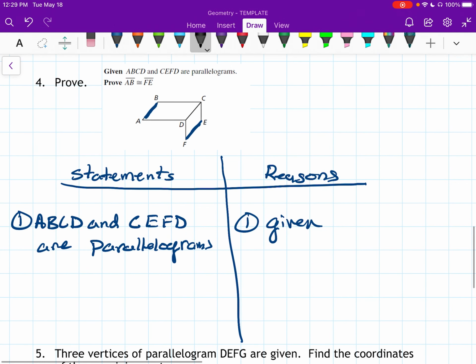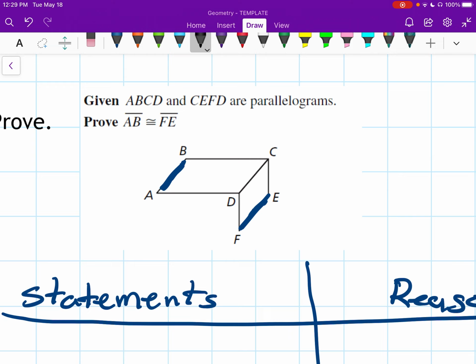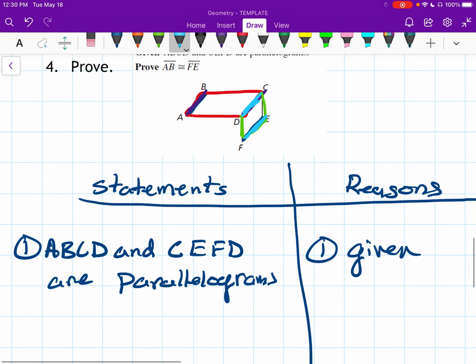Next up, so let's think about this for a second. Let's think about our picture here. We're supposed to prove that this and this are equal. Well, because ABCD is a parallelogram, right? ABCD is this guy here. Because that's a parallelogram, I know that opposite sides are equal. I know that those purple sides are equal. And then I can say that this guy's a parallelogram, so these two guys are equal. Okay? So my next statement here is going to talk about the opposite sides.